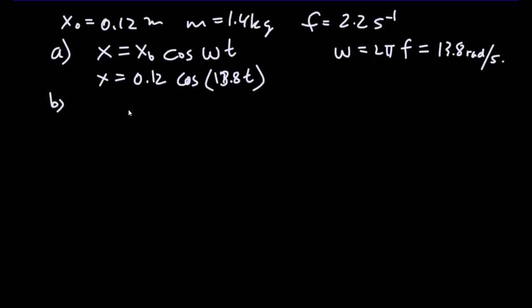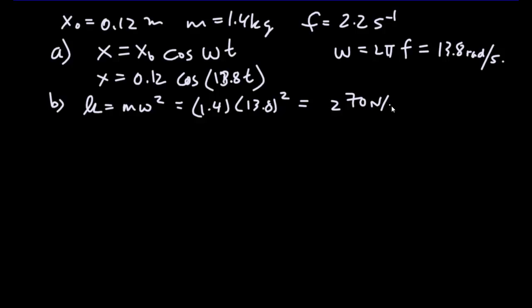Part B asks for the spring constant. Okay, that should be equal to m omega squared. The mass is 1.4. Omega is 13.8. Square that, you get a spring constant of 270 newtons per meter.